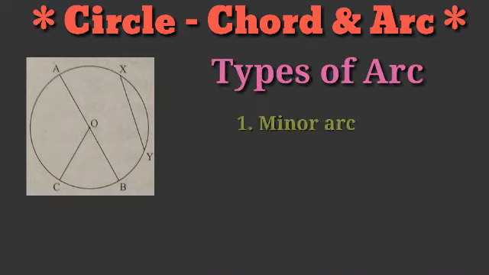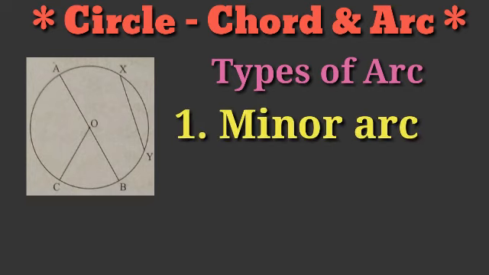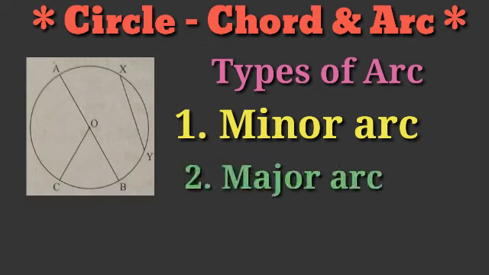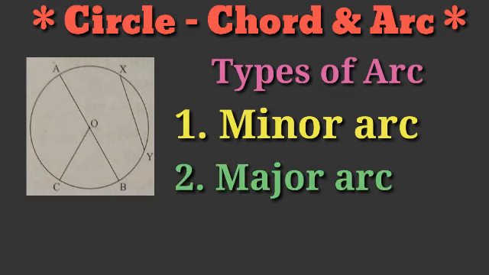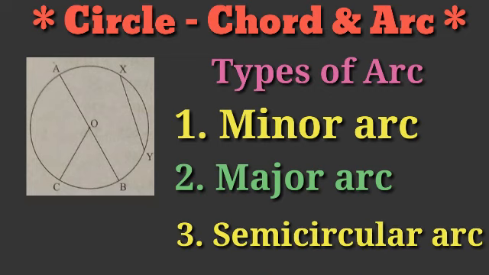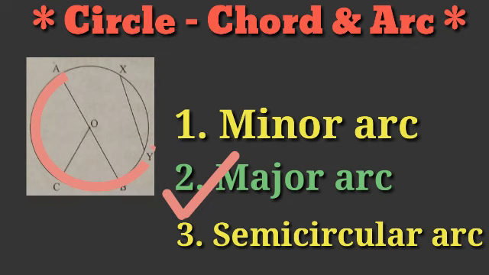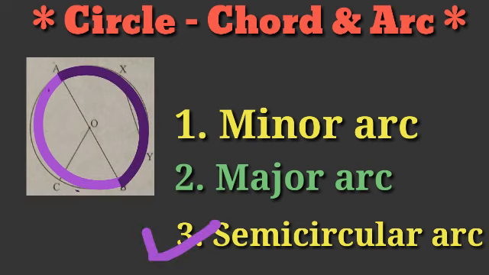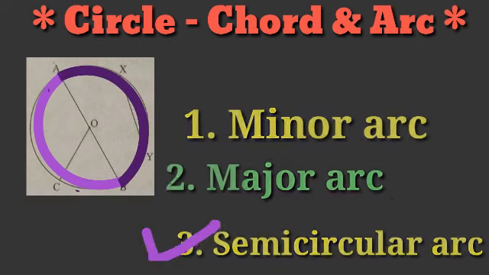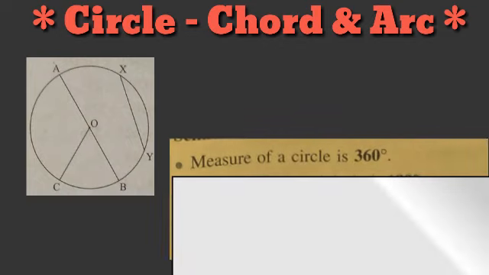Similarly, our next topic is types of arcs. The first type is minor arc. It means the arc which is smaller in size. Second type is major arc, which is larger in size. And the third type is semicircular arc, where half of the circle is covered in this arc. Now let's see the examples of each one. Here arc XYB is the minor one, arc ACY is the major one, and arc ACB or arc AXB is the semicircular arc.